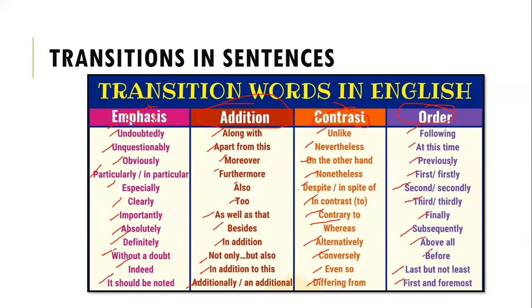So if you want to emphasize or give emphasis to something, so you can use these transition words. If you want to add something about the idea or the topic, then you need to use these transition words. And if you want to talk about its opposite or the negative things of it, then you need to use this contrast or contrasting ideas. Next is if you are going to talk about order or steps, then you can use this transition words.